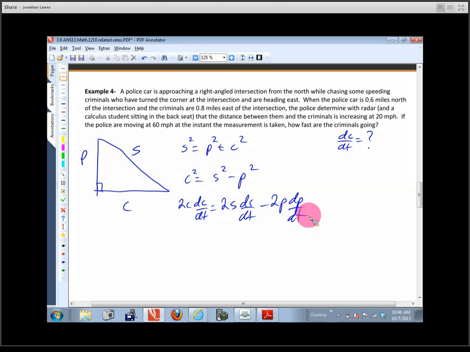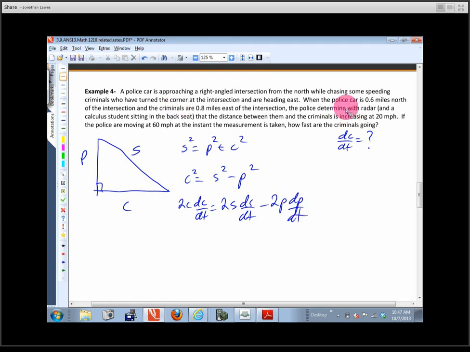We have dS/dt. We're given that. Okay, anything else? Okay, we'll get there in just a second. I'm just talking, look at the equation. What do they all have? They all have a 2, so you could drop the 2 if you wanted. Okay, we'll get to that in just a second.